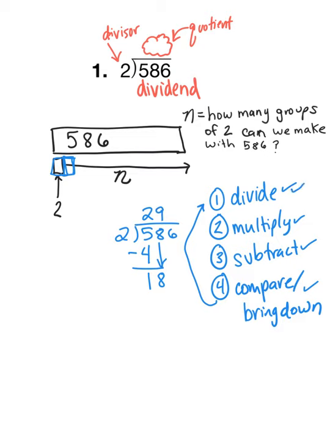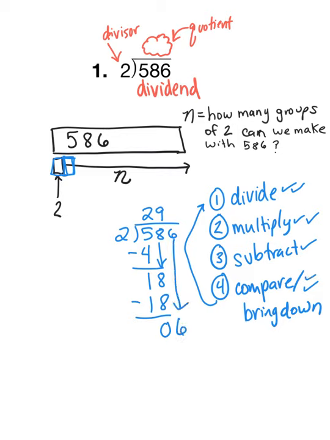Okay, now I'm going to multiply. 9 times 2 is 18. So I'm going to write down 18 here. This is a partial quotient, 18. Next, I need to subtract. 18 minus 18 is 0. 0 is, of course, less than 2, so that's my comparing. Now I'm going to bring down my 6.